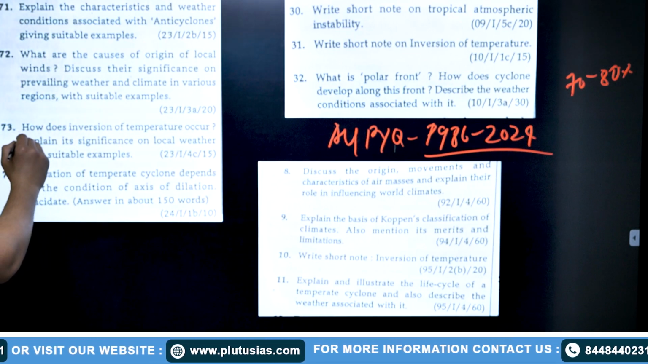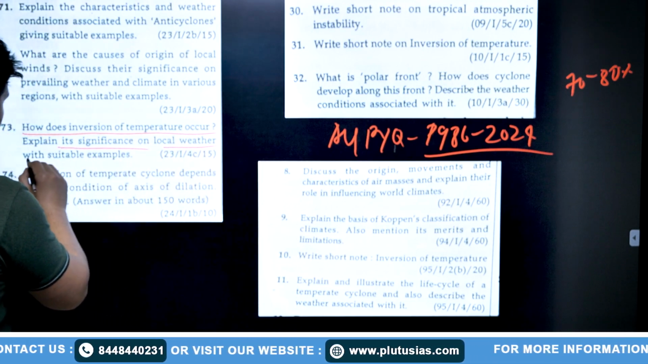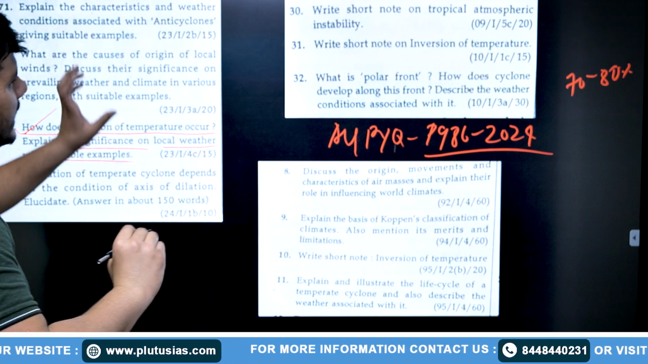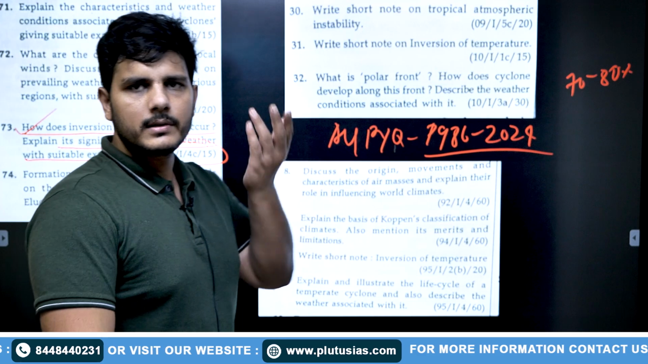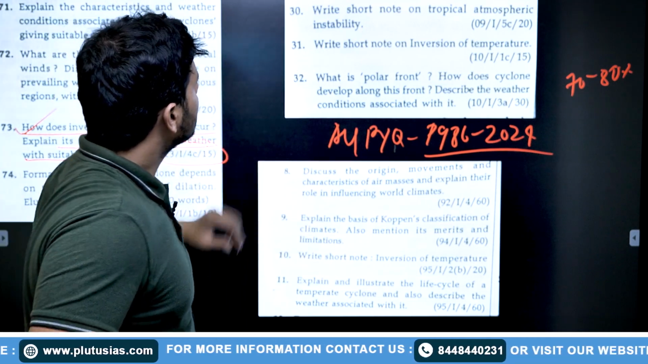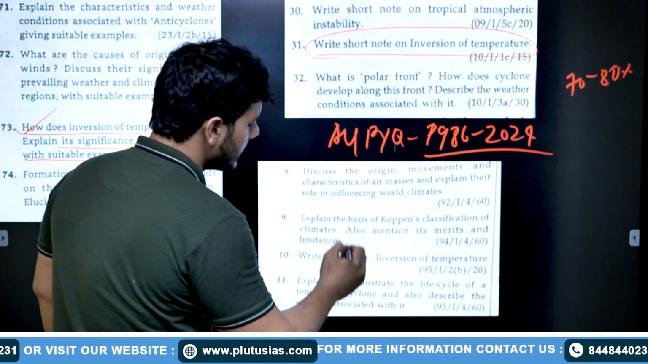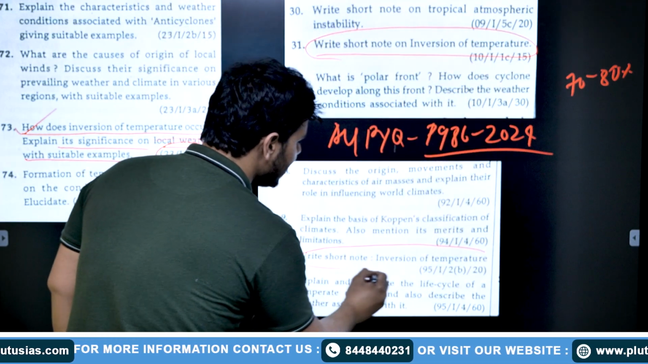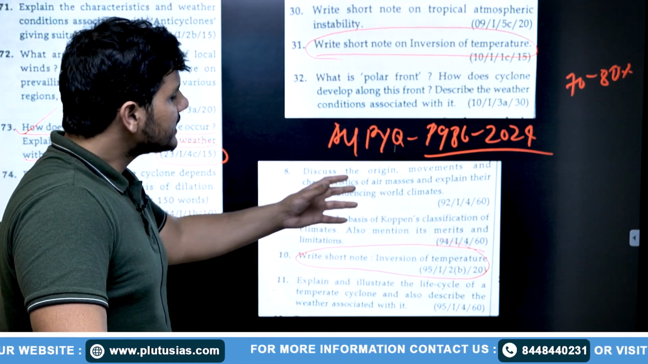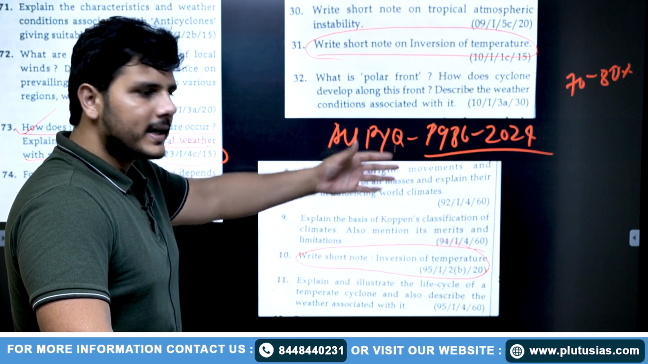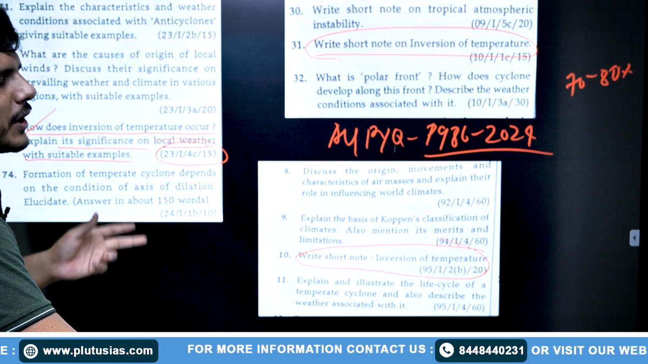So there is a question: how does inversion of temperature occur? Explain its significance on local weather with suitable examples. A similar question was asked in 2023, just 2 years back. Then you have the same question asked way back in 2010, a short note on inversion of temperature. The same question was asked in 1995, again a short note on inversion of temperature. They have not even changed the words. They mentioned it verbatim in 1995, then in 2010, and the same question in 2023.